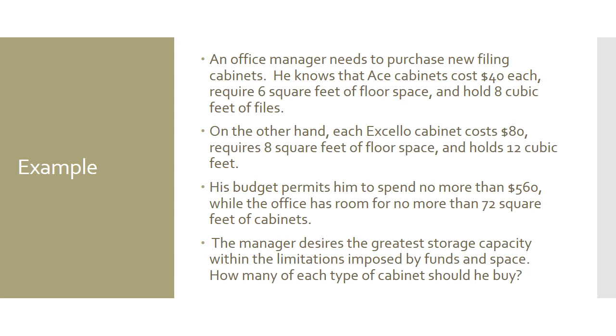So we have an office manager that needs to purchase new filing cabinets. He knows that ACE cabinets cost $40 each and require 6 square feet of floor space and hold 8 cubic feet of files. On the other hand, each Excello cabinet costs $80, requires 8 square feet of floor space, and holds 12 cubic feet. His budget permits him to spend no more than $560, and the office has room for no more than 72 square feet of cabinets. He desires the greatest storage capacity within the limitations imposed by funds and space. How many of each type of cabinet should he buy?